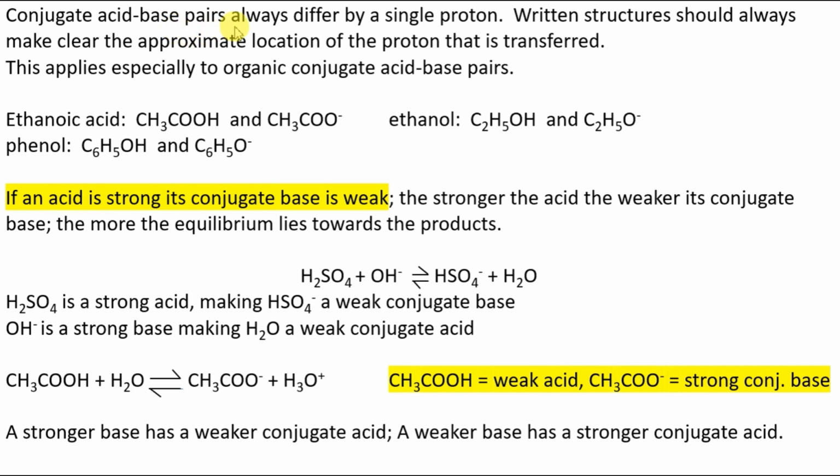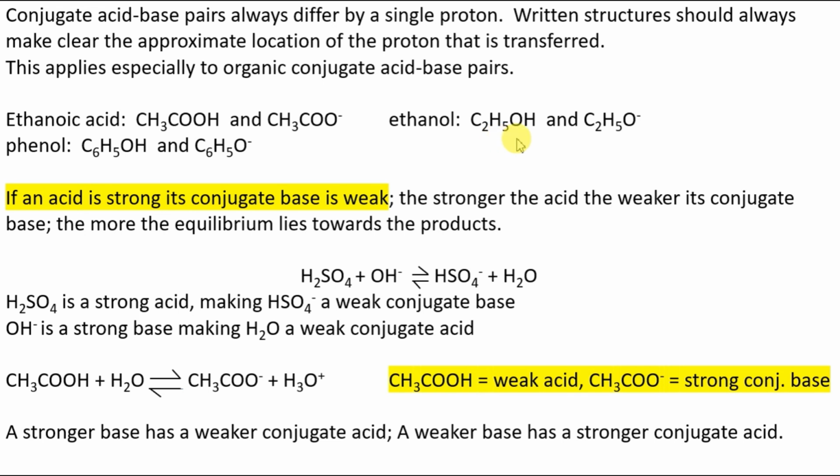Conjugate acid-base pairs always differ by a single proton. Well worth remembering. Written structures should always make clear the approximate location of the proton that is transferred. This applies especially to organic conjugate acid-base pairs. A few examples. Ethanoic acid, CH3COOH. When it acts as an acid, it gives off H+, and if I look where the negative sign is written on the anion, it's next to the oxygen that the hydrogen came from.